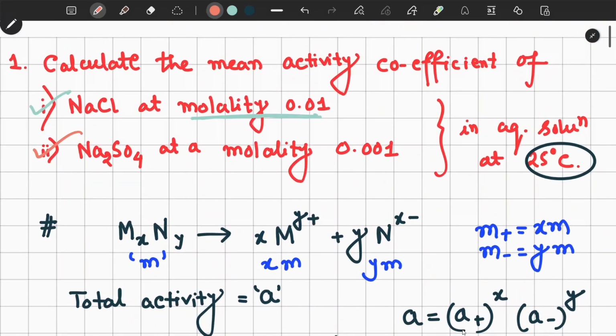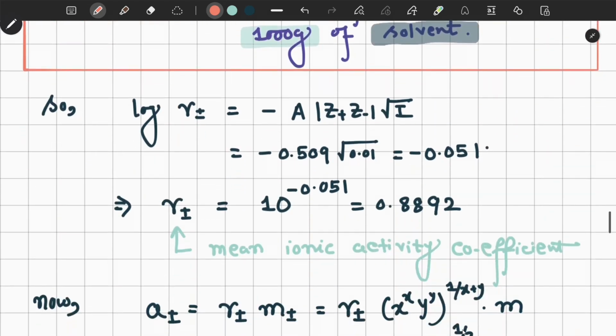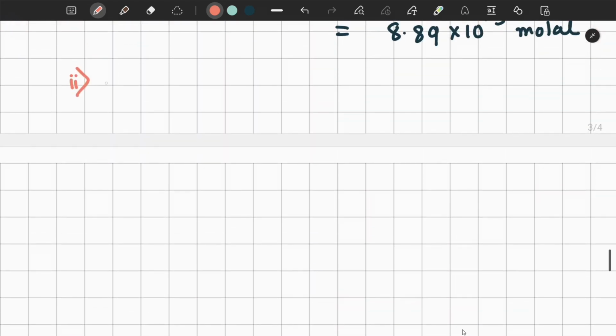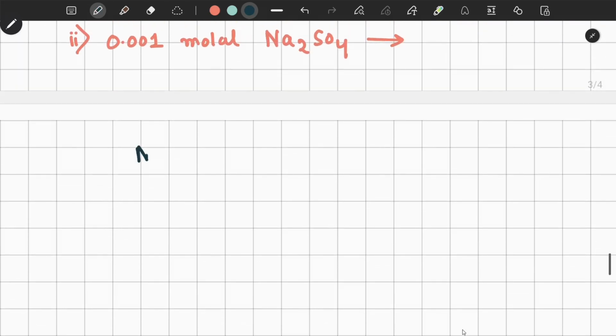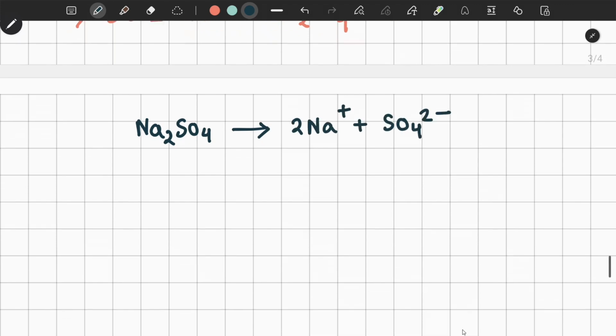Na2SO4 and molarity is 0.001 molar. First we have to write how Na2SO4 will dissolve. It will dissolve as 2Na plus and SO4 2 minus. So this x is 2, and y is 1.